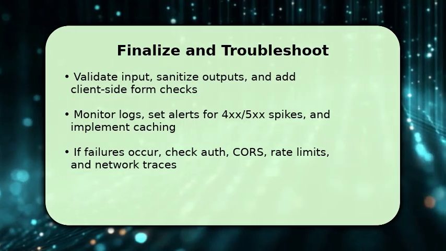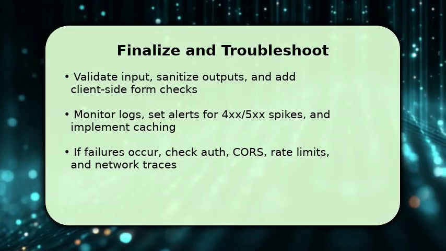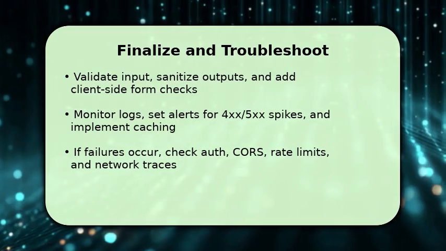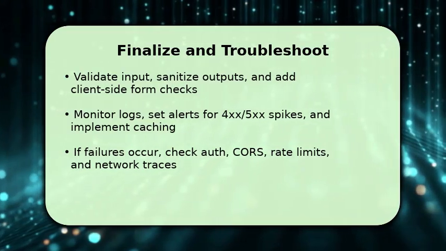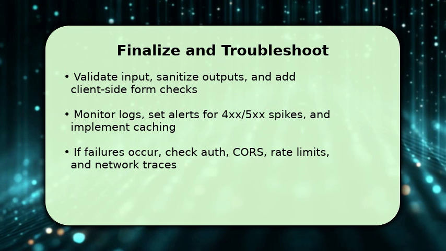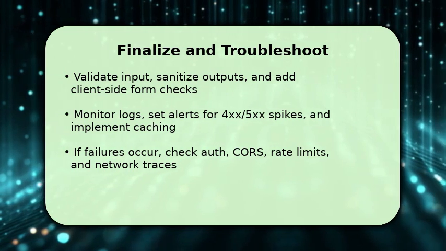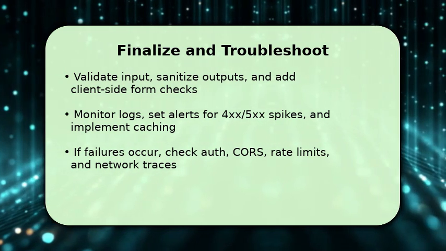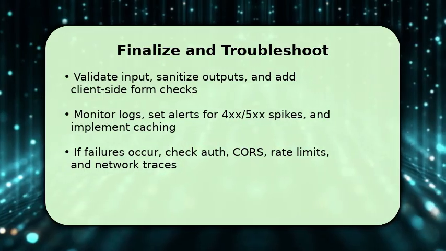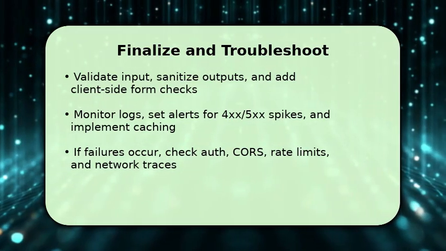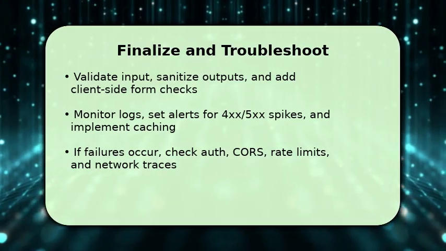responses. If a request fails, first confirm the auth token and permissions, then inspect core settings and rate limit headers. If problems persist, capture a network trace and server logs to pinpoint timeouts or malformed payloads. That single troubleshooting step usually reveals the issue.